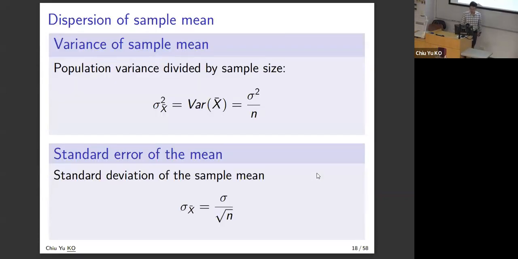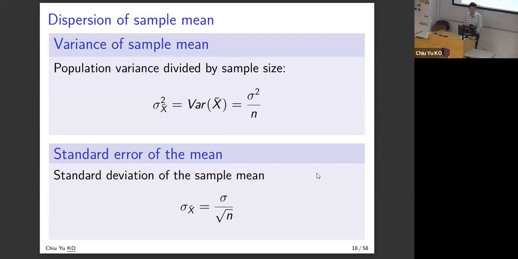So the other one that we care about is sigma, right? It is how accurate is our sample mean? Okay, and it turns out that it is going to be the population variance divided by n.